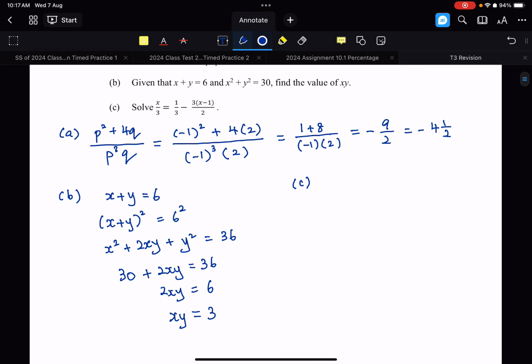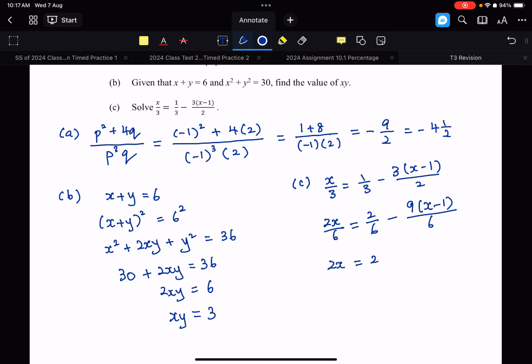Now part C, what are we dealing with now? Okay, this time round there's some fractions. So we have x over 3 equals to 1 over 3 minus 3x minus 1 over 2. What we can do is to actually make the denominator common. So in this case, I can make the denominator 6. So 2x over 6 equals to 2 over 6 minus, multiply by 3 on top and below, 3 over 6.